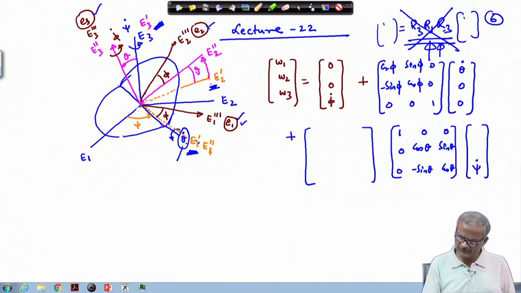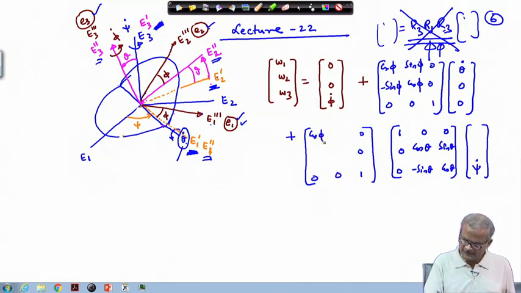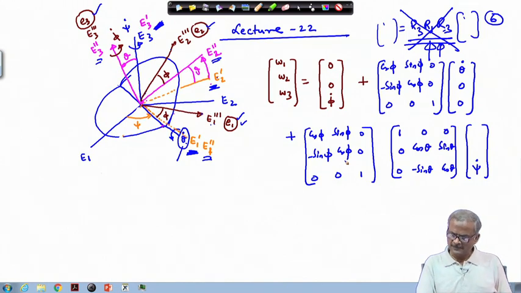Once we have rotated like this, it has got converted to E 1 double prime, E 2 double prime and E 3 double prime. The last rotation to be given, to bring it to E 1 triple prime, E 2 triple prime, E 3 triple prime, is by phi, about the z axis. So we write it like this: cos phi, sin phi, minus sin phi and cos phi. Now, add all of them. Here this is 0, 0.